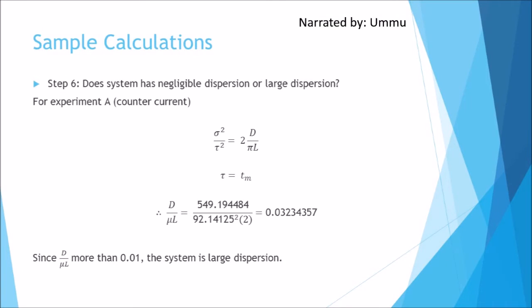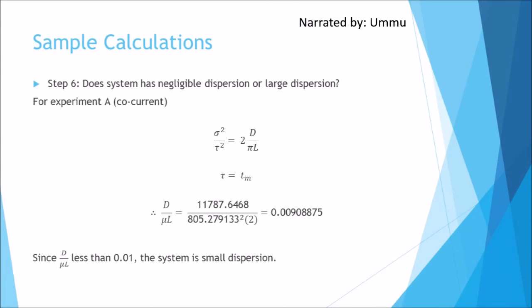Dispersion characterizes the spreading of the tracer across the reactor. Large dispersion values mean rapid spreading of tracer and vice versa for low dispersion values. Dispersion is calculated by dividing variance by the square of residence time. If the vessel dispersion number is more than 0.01, it means that the system has large dispersion. If the vessel dispersion number is less than 0.01, it means that the system has small dispersion.